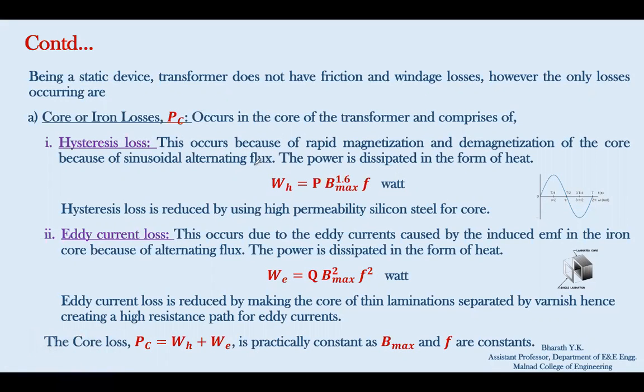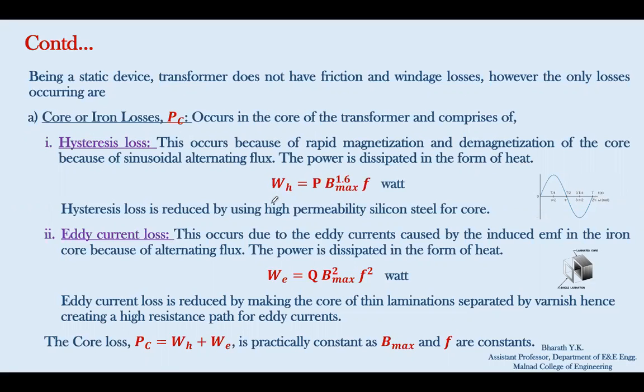Hysteresis loss occurs because of rapid magnetization and demagnetization of the core due to the sinusoidally varying alternating flux. In one cycle of alternating flux, first the core gets magnetized and then demagnetized. Again, the core gets magnetized in the reverse direction and then demagnetized. So in one complete cycle, the core is magnetized and demagnetized 2 times. At a frequency of 50 Hertz, that is a total of 100 times. This magnetization and demagnetization cause the core to expand and contract. This expansion and contraction generate heat, and the power is dissipated in the form of heat.